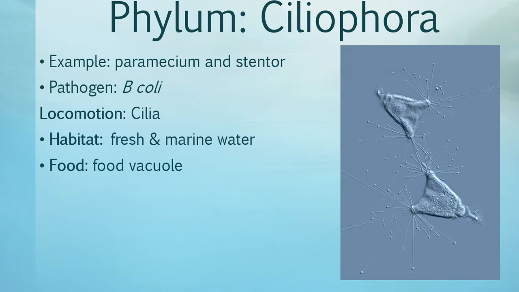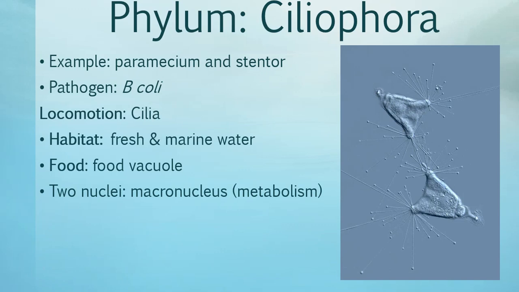And their food, they would have a food vacuole. In other words, they have that groove, and they have a groove similar to the pellicle, which the food can go into. It's almost like a food groove in their body.